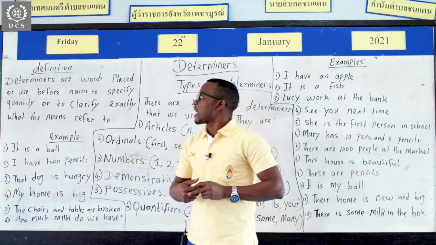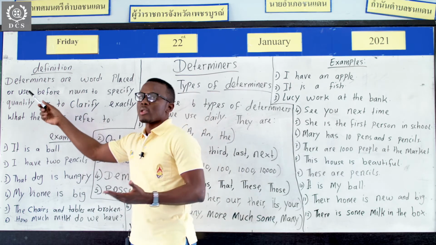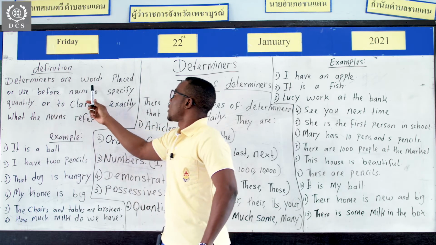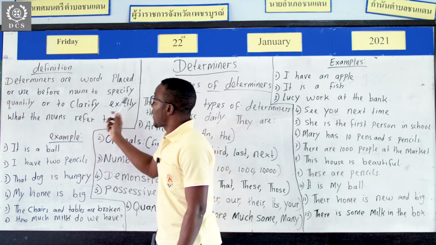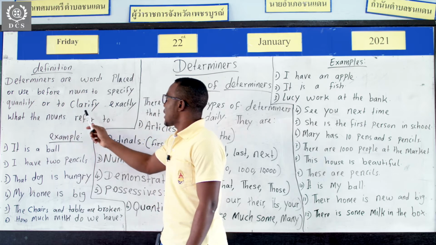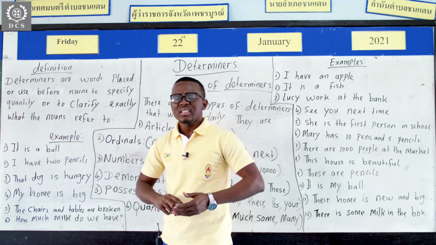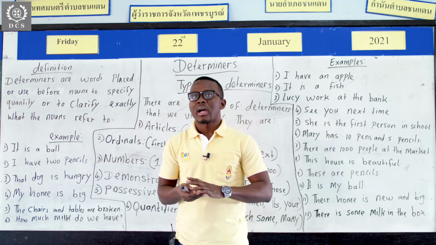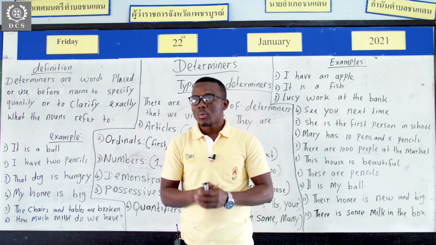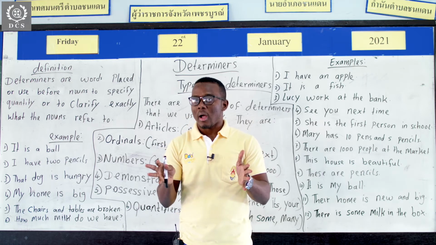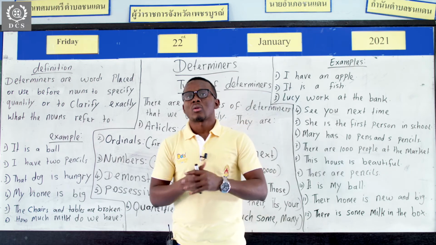Let's look at the definition of determinants. If you look over here, you will see that determinants are words placed or used before nouns to specify quantity or to clarify exactly what the nouns refer to. See? So determinants are words used before nouns to specify quantity and also clarify exactly what that noun is all about.